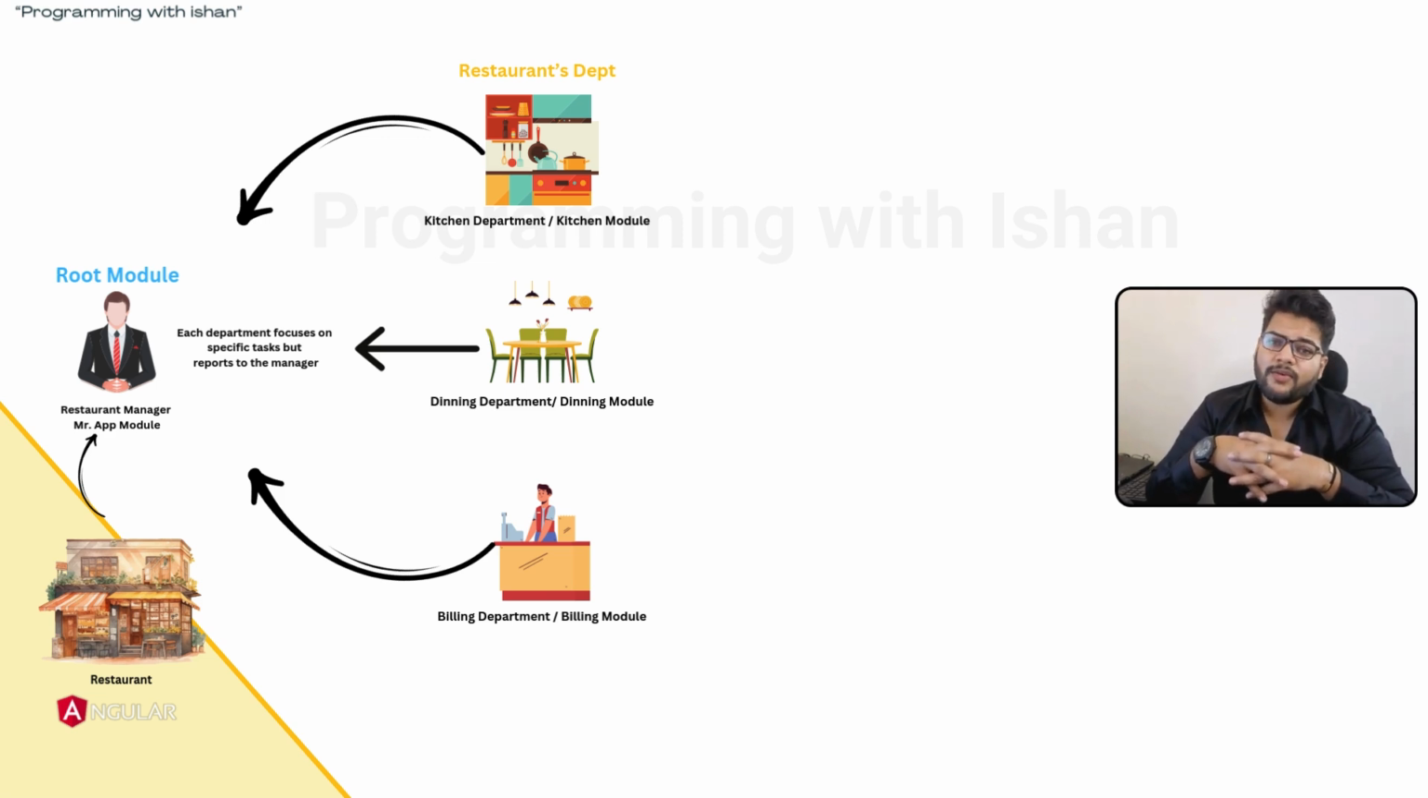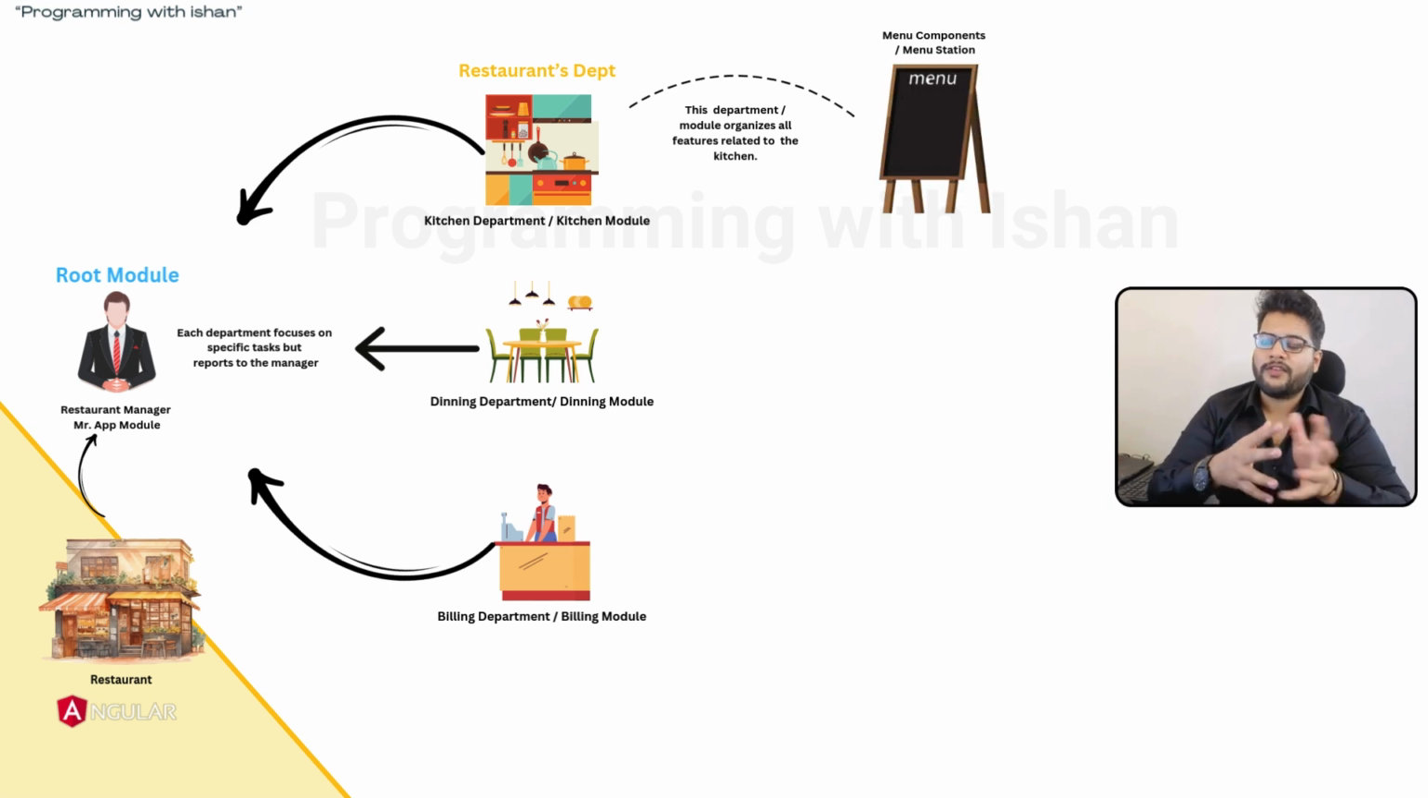But we also need to understand how individually these departments are working. Each department has so many segregations and subsets, right? So let's try to understand the working of one of these departments, considering the kitchen department as our example. The kitchen department is generally responsible for organizing everything required for the kitchen to function properly. So in our example, let's say in our kitchen, we have 2 stations. One is a menu station and one is a recipe station.